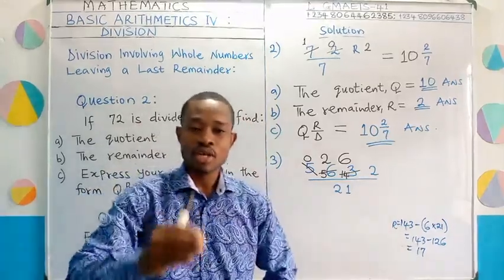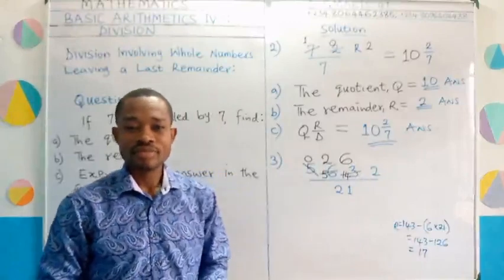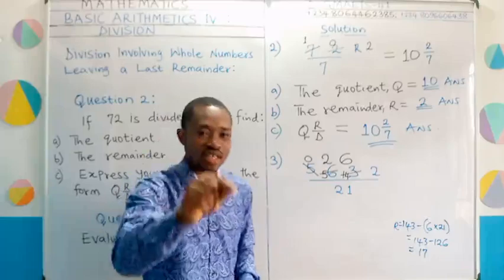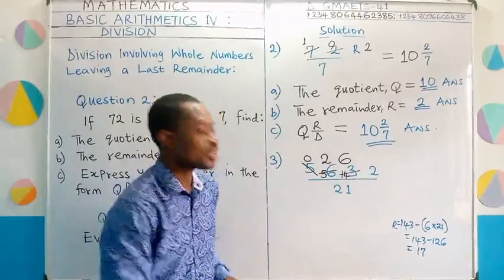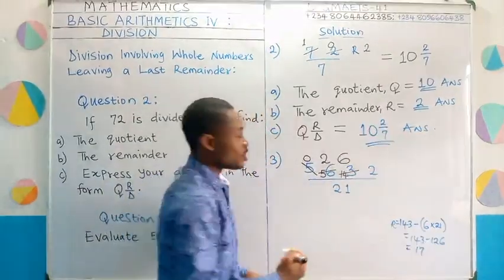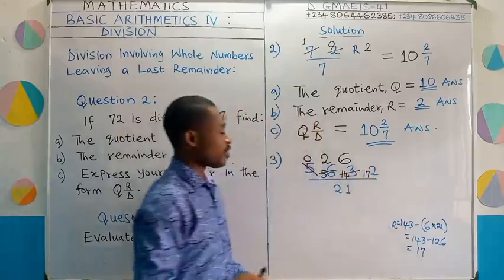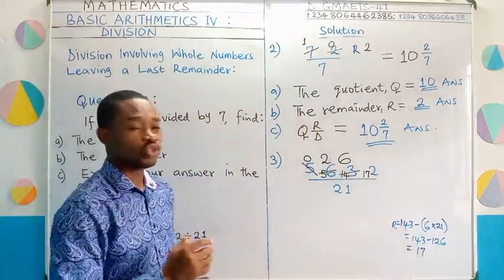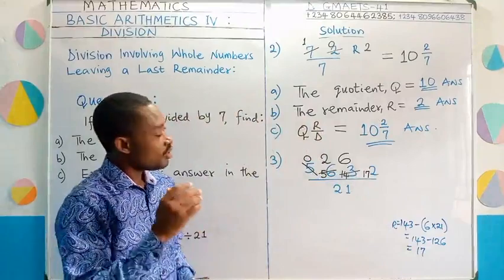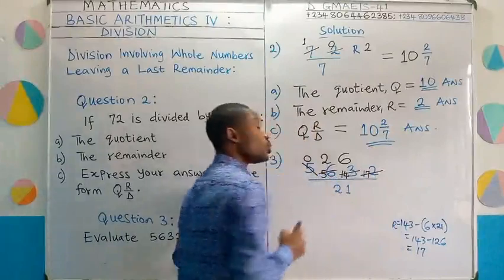Again, let me ask you, this remainder, is it the last remainder? You are correct. It is not the last remainder because we still have another digit in the numerator that we have not divided. So that's 17. I'm going to attach it to this 2, just in front of the 2. And that gives me 172. This 172, I will now divide it by 21.